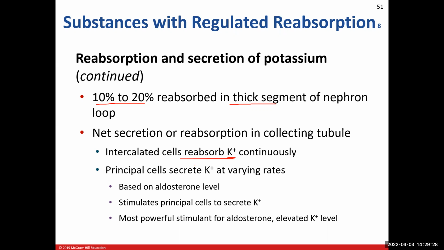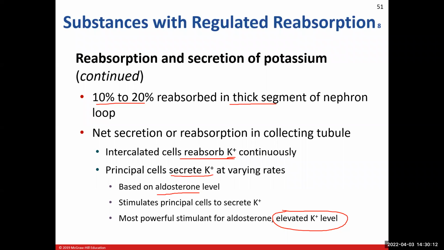So our principal cells now are going to be secreting potassium. But that depends. It changes. And a lot of it is going to depend, again, on the body's needs, what other hormones are going to be secreted. For example, aldosterone. Aldosterone is going to be highly influenced by elevated levels of potassium. In fact, that is the number one stimulus for aldosterone secretion. So if your potassium levels are elevated significantly, then that's going to trigger aldosterone to be secreted.